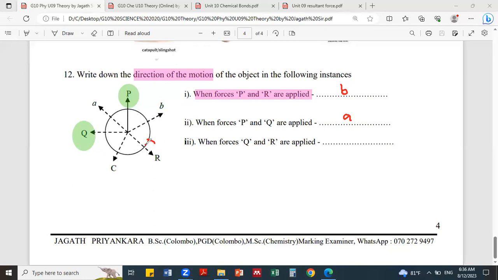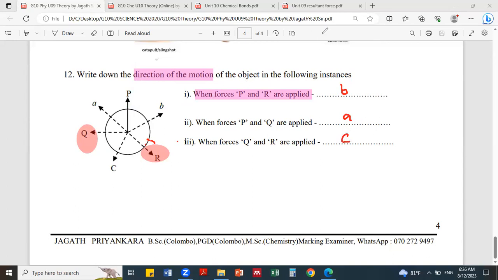If you want, you can try this, you can prove it practically. So the last one, what is the answer? Q and R, these two. What is the direction of the resultant or the direction of the motion? Q and R, these two. In which direction is the object moving? Towards C. So it's understood, right? You understood what's happening now.